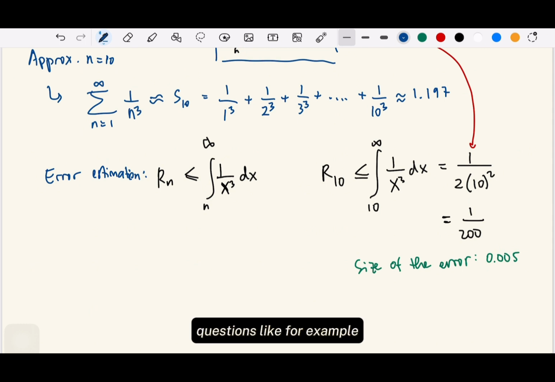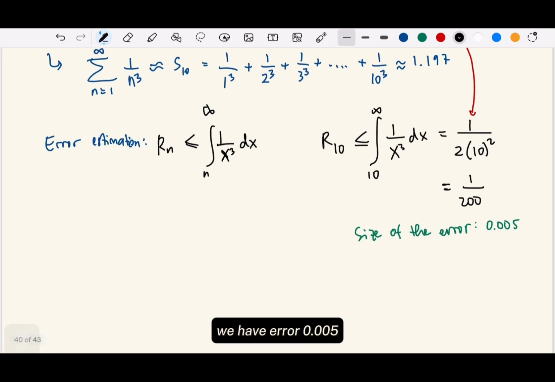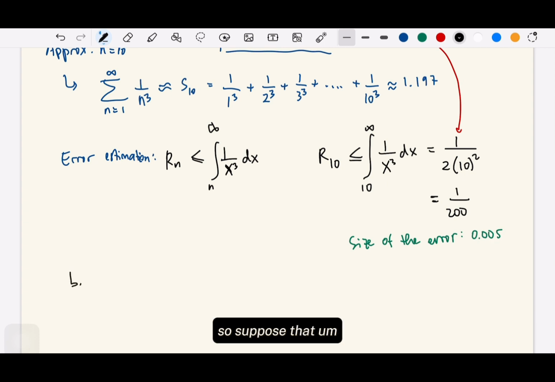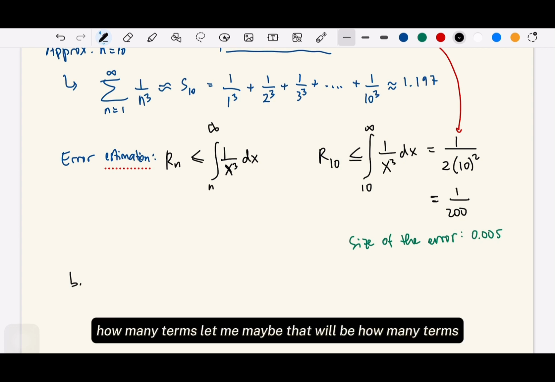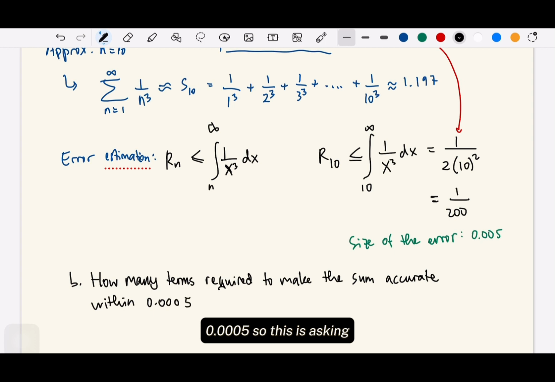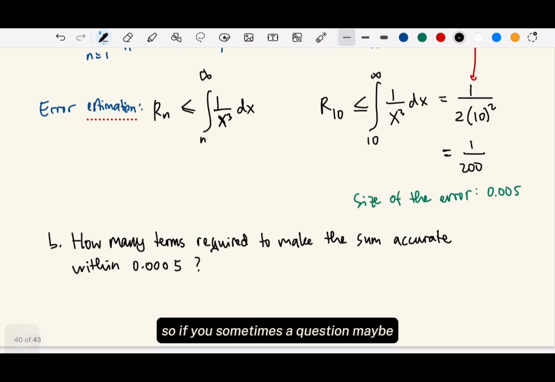Questions. For example, we can have a follow-up question. We have error 0.005. What if we want to make the error smaller? Suppose that, how many terms are required to make the sum accurate within 0.0005. Sometimes the question may say error or accuracy.